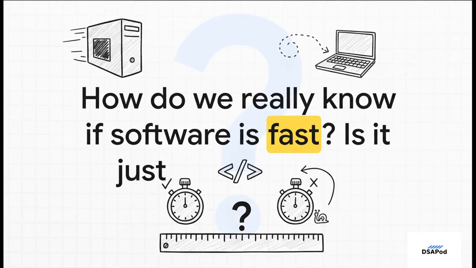Okay, so you'd think the easiest way to measure speed is to just time it, right? Pull out a stopwatch and see how long it takes. But here's the catch. What happens if you run that same code on a brand new supercomputer versus, say, a 10-year-old laptop? Obviously, the times are going to be completely different, but the code itself hasn't changed one bit. So yeah, a stopwatch just doesn't tell us the whole story. We need a much better measuring stick.